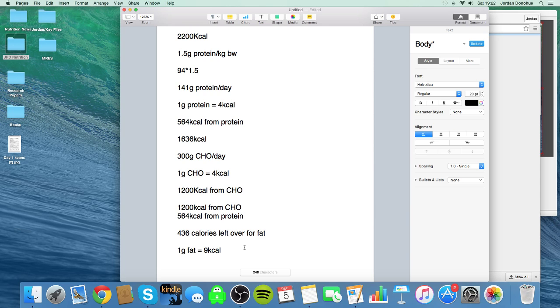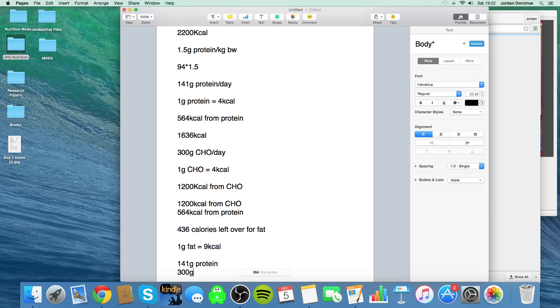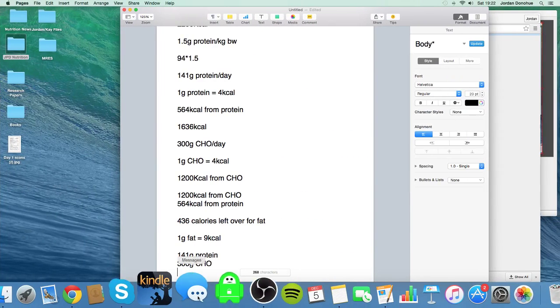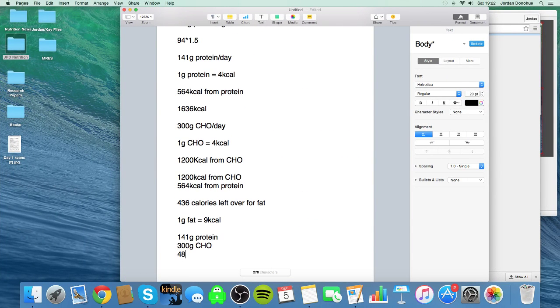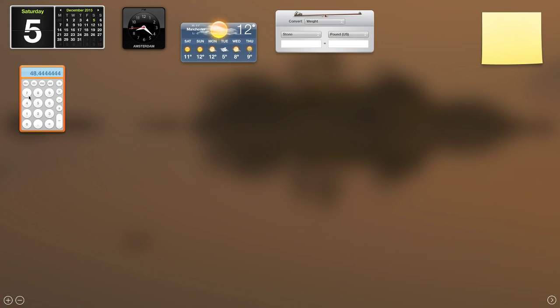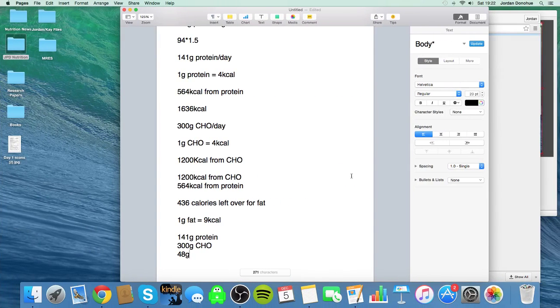So now we've got 141 grams of protein per day. We've got 300 grams of carbohydrate, and we've got 48 grams, well, it's 48.4. I've not used the correct value. As you can see, I've cut off the 0.4444 recurring there. 48 grams of fat. And those are your macros for the day.